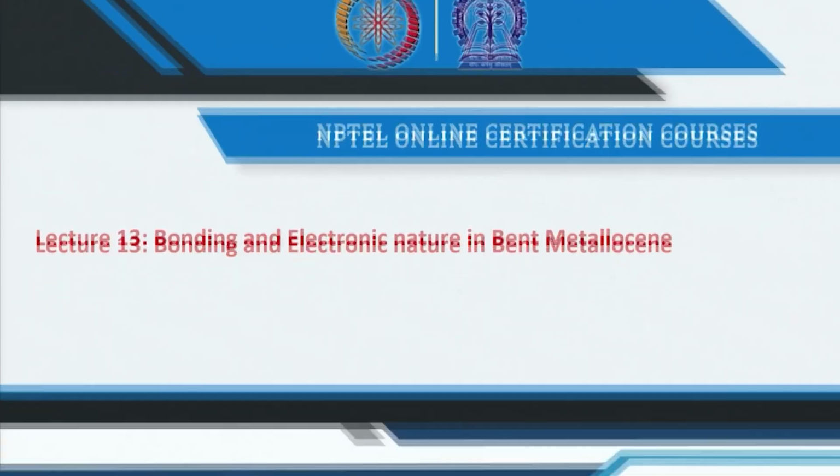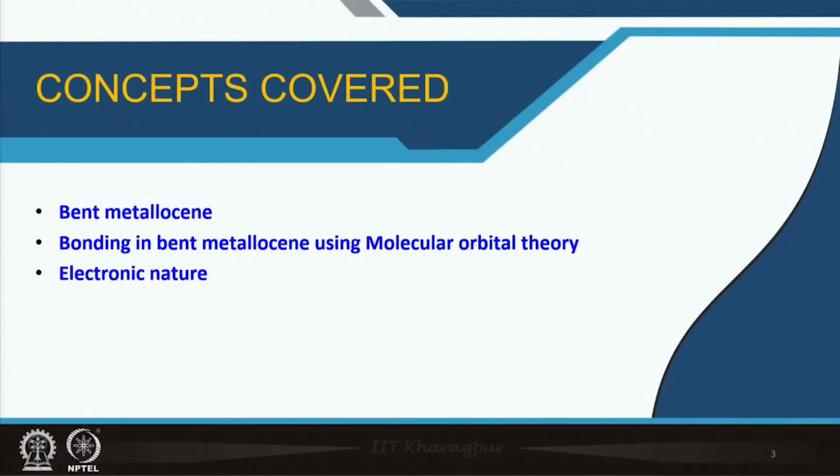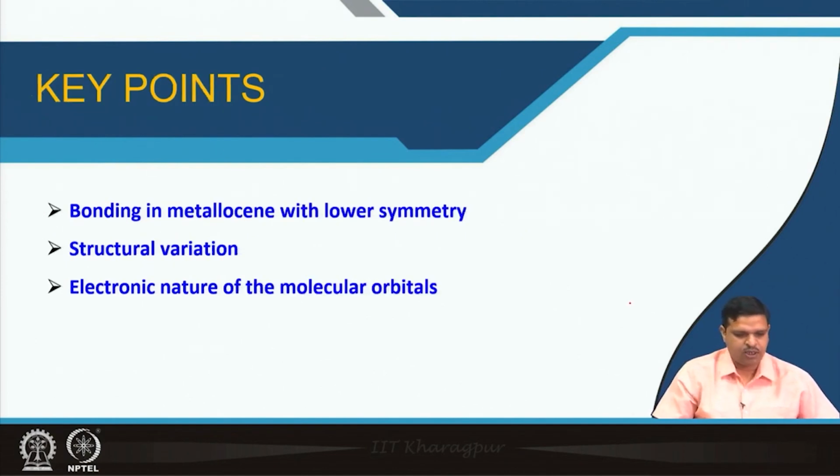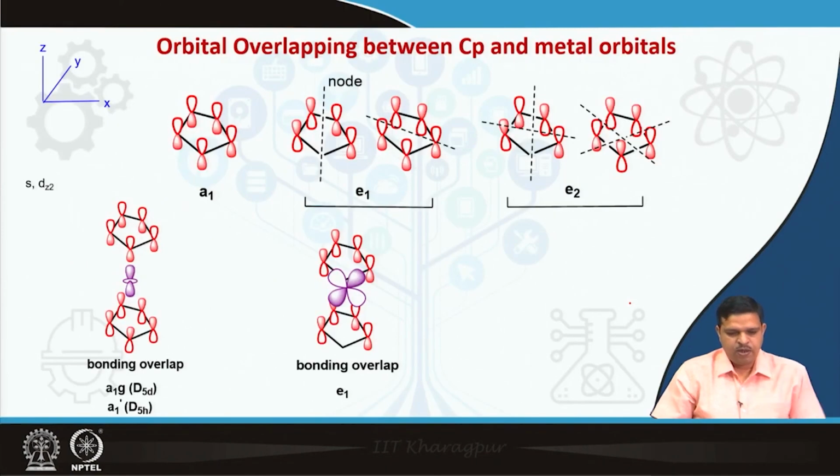Just in brief, which concepts will be covered. We will cover what bent metallocenes are, how the bend can be created in the metallocene, then bonding in the bent metallocene using molecular orbital theory, and definitely the purpose is to understand the electronic structure. So these are the key points: the electronic nature, structural variation, and bonding in metallocene, which will be discussed in today's class.